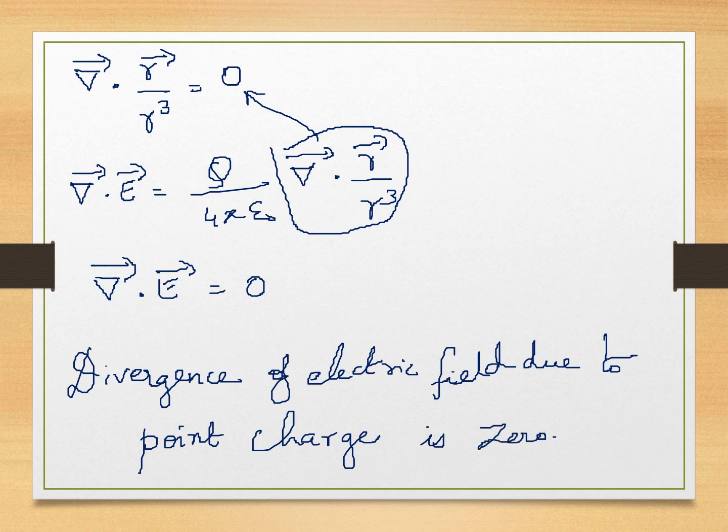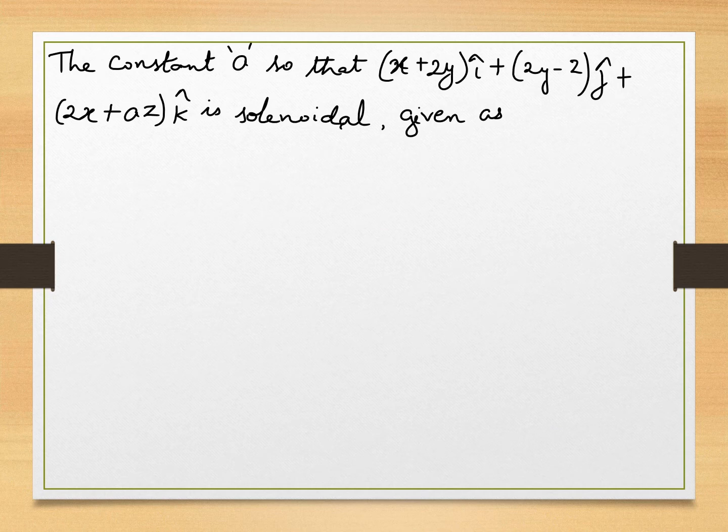Is true. Next, we are going forward with another question, like the constant. We have to determine the constant a, so that the function (x + 2y) i cap + (2y - 2) j cap + (2x + az) k cap is solenoidal.